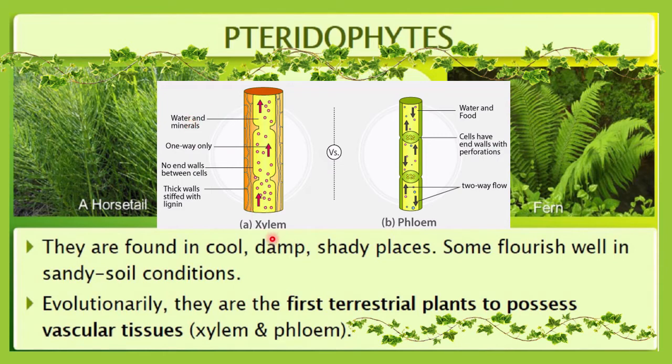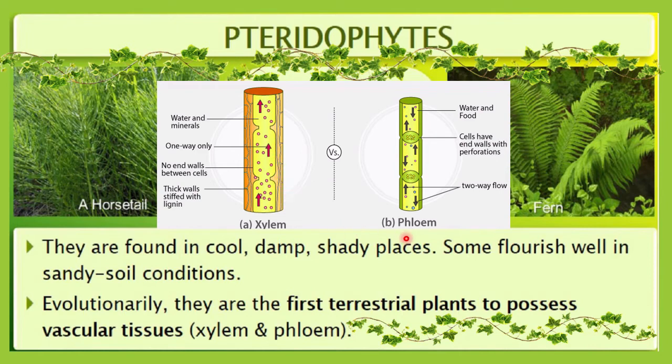This one is the xylem, here you can see. It is responsible for the transportation of water and minerals together, and that is only one way, from the lower to the higher side. There is no end wall between the cells. It has a thick wall stiffened with lignin. This wall has lignin content, which does not allow leakage of water, and that's why lignin is there.